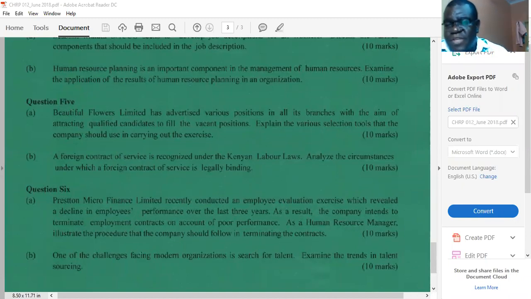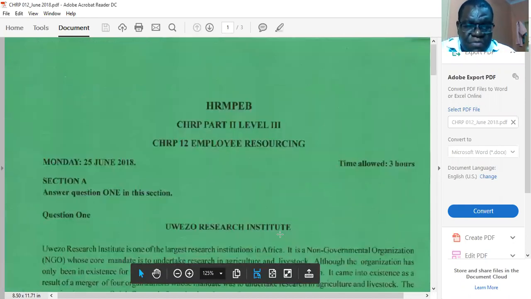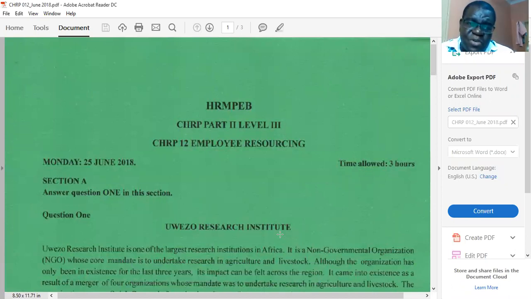So with that, we come to the end of this paper. I want to believe that in a small way, it was useful in highlighting one or two areas of focus you need to concentrate on, even as you look at the employee resourcing paper for June 2018. So as you revise, make reference to these and it can help you remember one or two areas for purposes of preparation for your exam in the next 2 weeks or so.